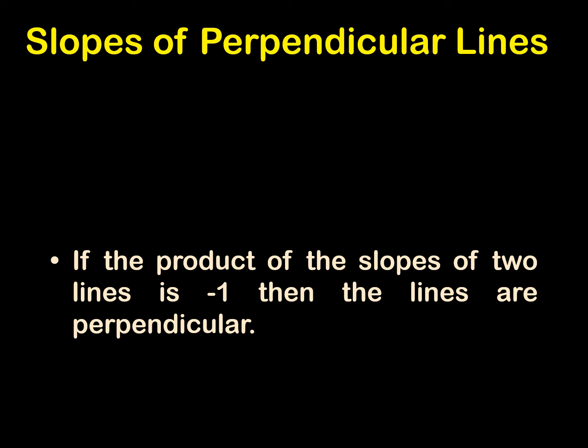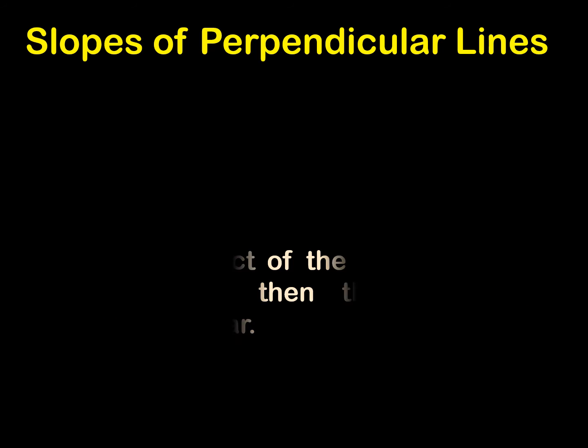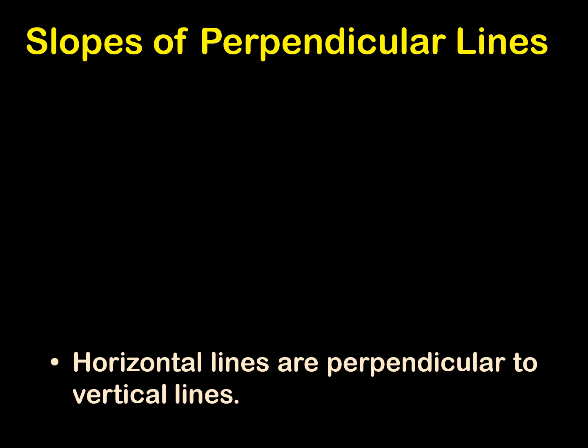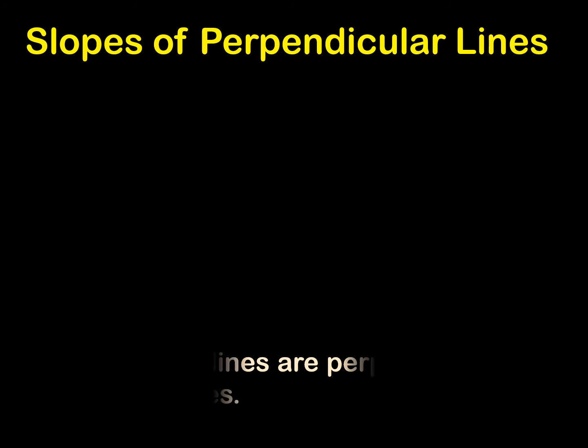For example, given the slope of the first line and the slope of the second line, if you multiply them and the result is negative 1, then you can conclude that the lines are perpendicular. Horizontal lines are perpendicular to vertical lines.